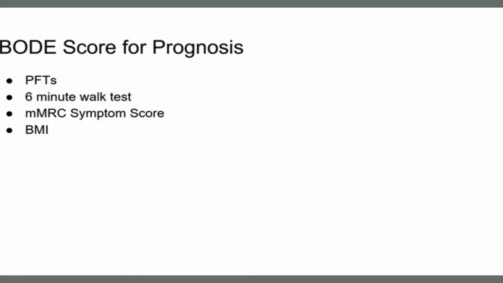Of note, there is a score called the BODE score, which is based on PFTs, 6-minute walk test, the MRC symptom score, and BMI. And this can help predict mortality, which is in the bottom right table. The actual calculator is in the appendix of this presentation.